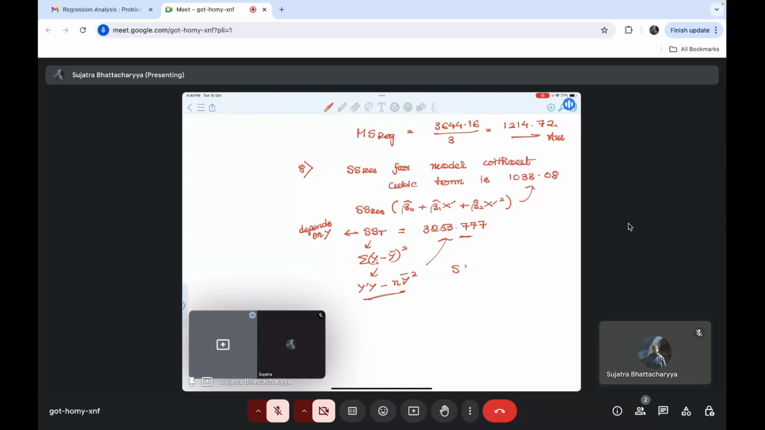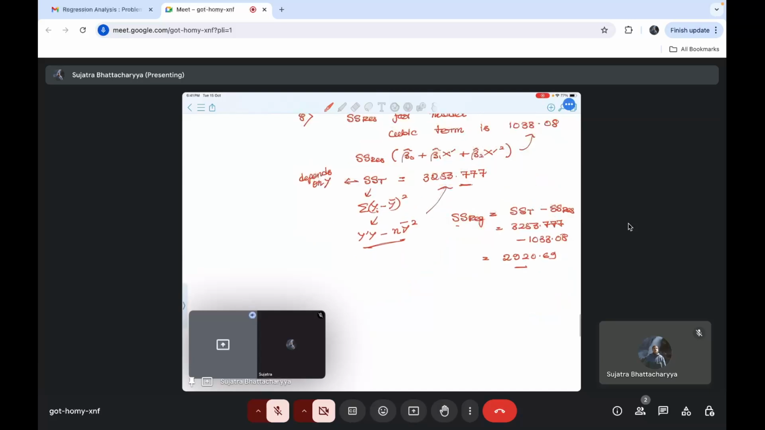Okay. Let me find out the SS regression corresponding to that. It will be easy: SS total minus SS residual. All these things which we are calculating, this SS regression, is for the model without the cubic term. Remember. So this will be 3253.777 minus 1033.08. Just a minute, this will yield some 2920.69. So this is the SS regression for the model without the cubic term.